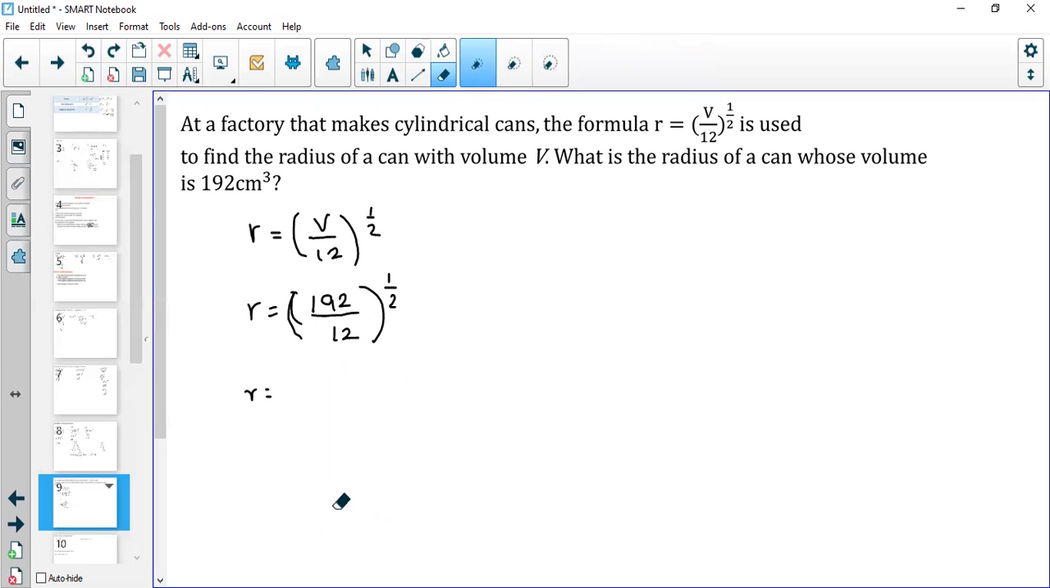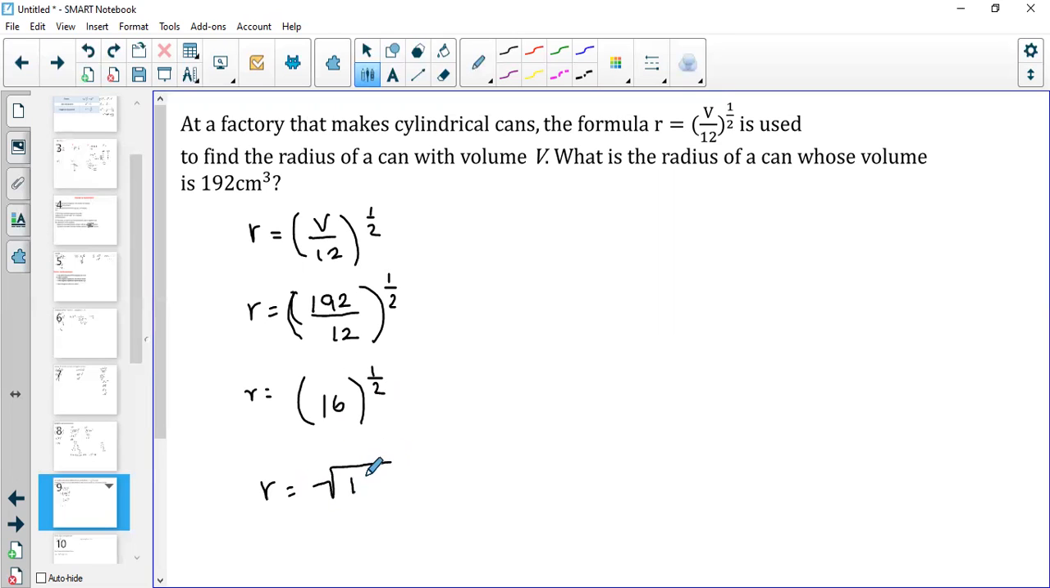Right, so it's going to be 16 to the 1/2 power. Okay, now how are you going to rewrite this question? You need to rewrite it with a square root. Now, as I told you, if the numerator is 1, you don't need to put them inside parentheses because apparently the answer you're going to get is going to be the same.